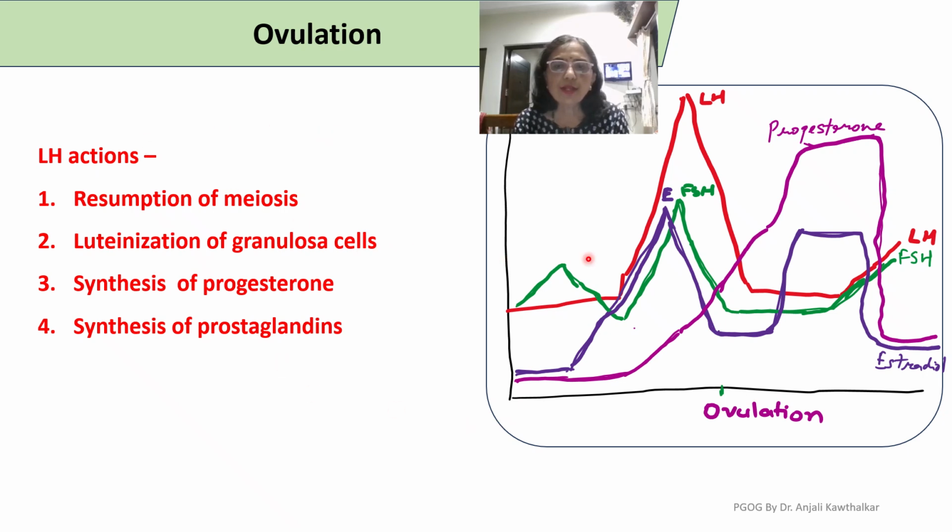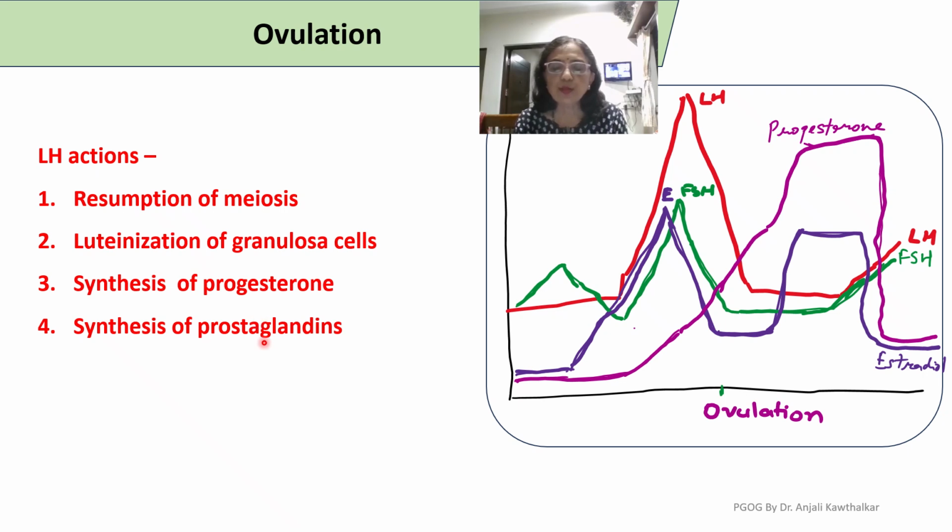Now, what is the action of LH for ovulation? The main important one is resumption of meiosis. Luteinization of granulosa cells we have already seen, synthesis of progesterone, and synthesis of prostaglandins. Prostaglandins are very important for ovulation to take place, and this synthesis of prostaglandin is the action of LH.